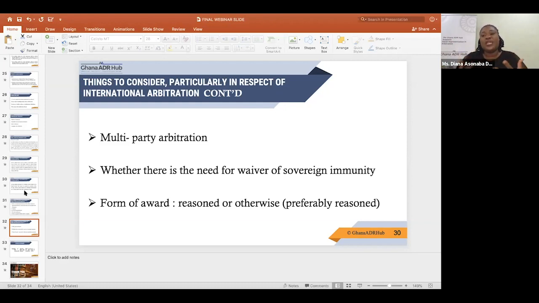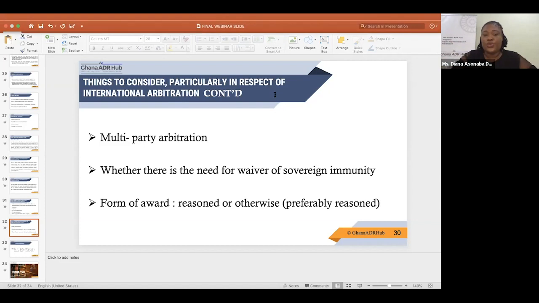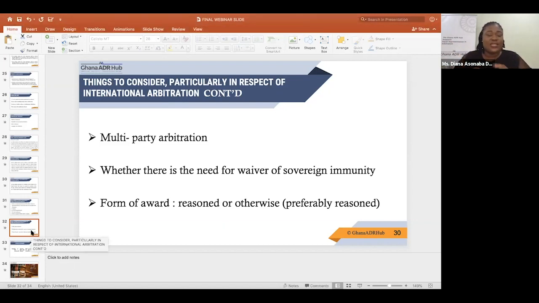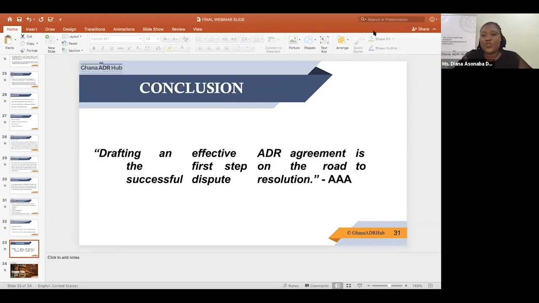So what am I saying? I'm saying that depending on the agreement involved, you would want to adjust the recommended clause to suit the needs of the particular contracting parties. That said, let me thank you. I think I'll wait for questions, but I'll leave you with a conclusion that drafting an effective ADR agreement is the first step on the road to a successful dispute resolution.